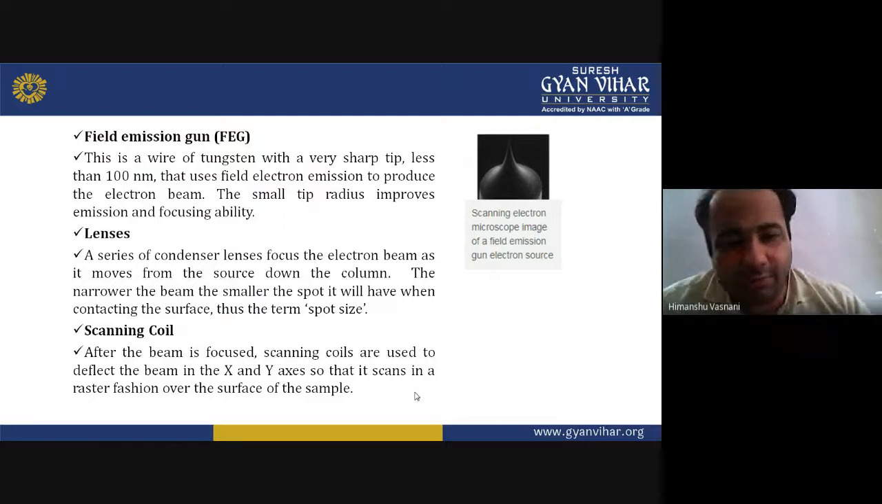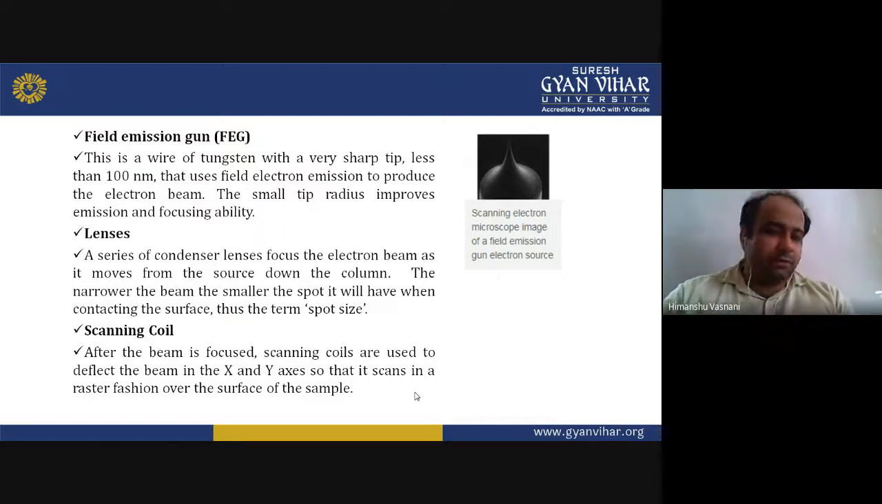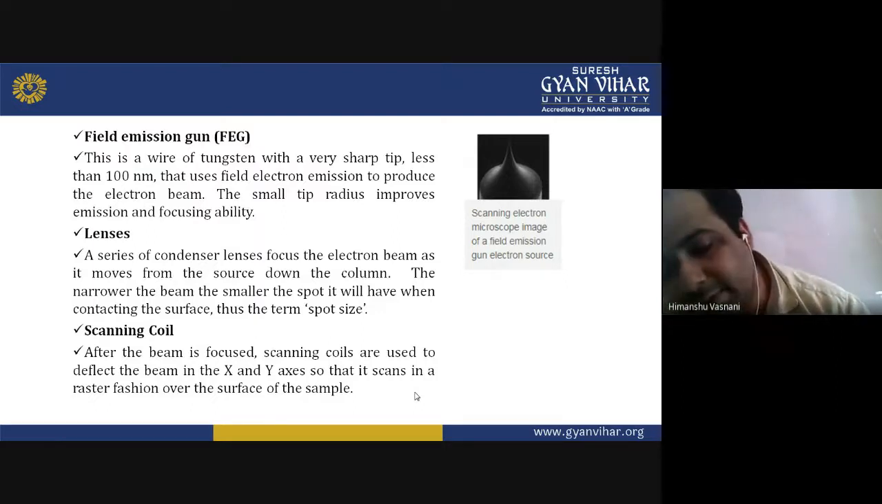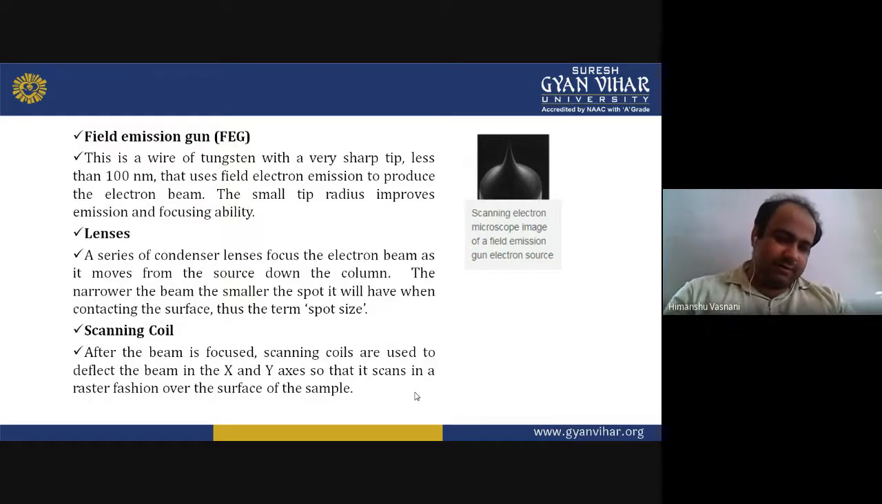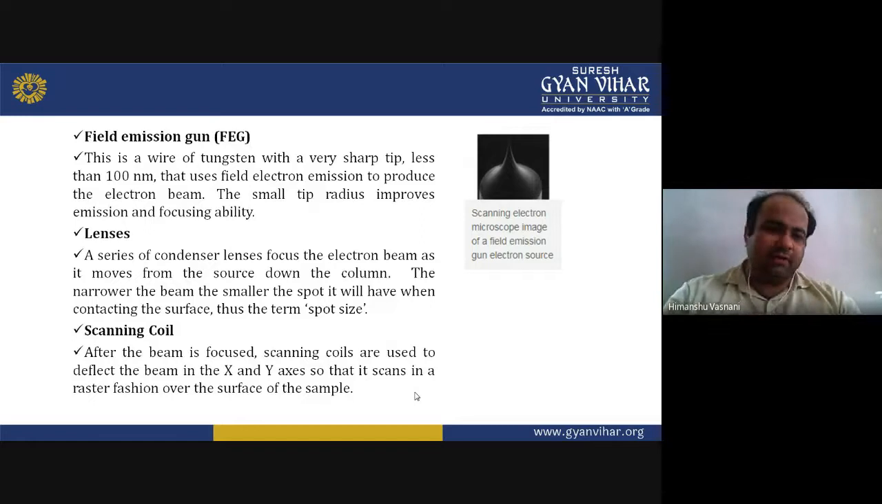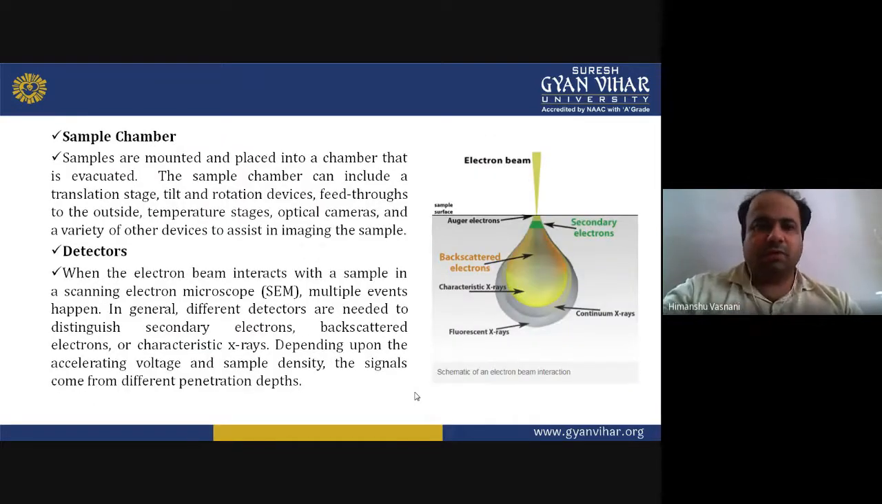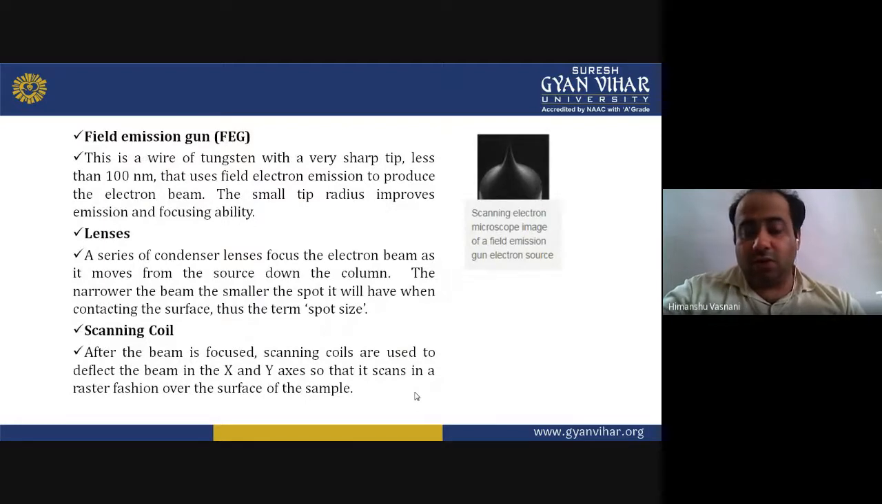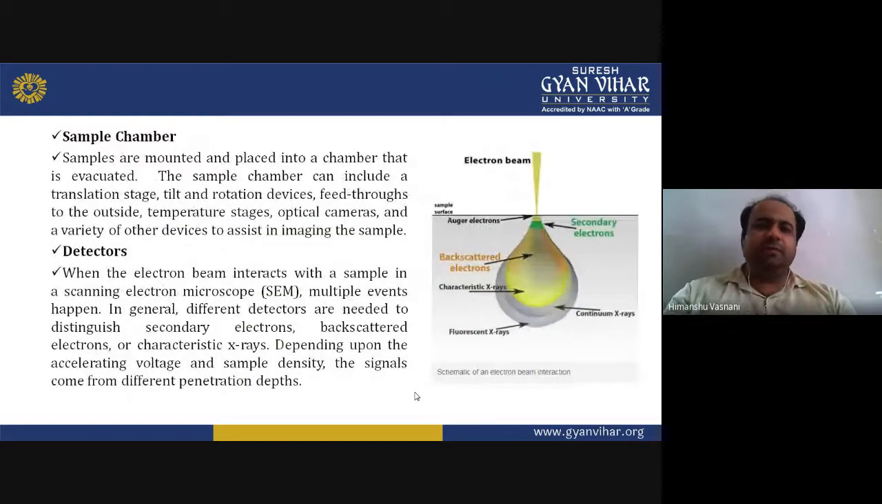Now the scanning coils. After the beam is focused, the scanning coils are used to deflect the beam in the X and Y axes, so it scans in a raster fashion over the surface of the sample. After the scanning coils, you have the sample chamber.